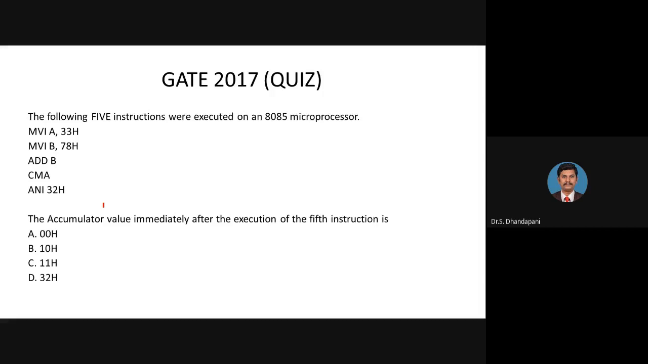You can calculate the final answer. I have given the final answer, 10 in hexadecimal. You can work it out in the evening to verify the steps. To summarize, the data 33 and 78 are added. Then it is complemented. The final answer is obtained by a logical AND operation, meaning a bitwise AND operation.